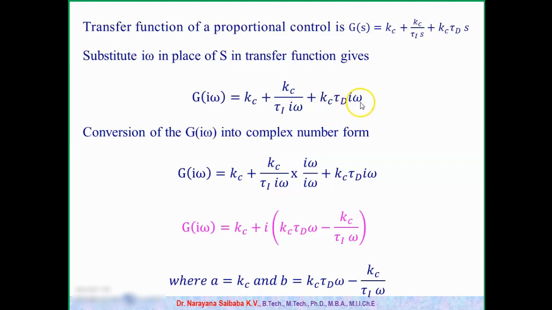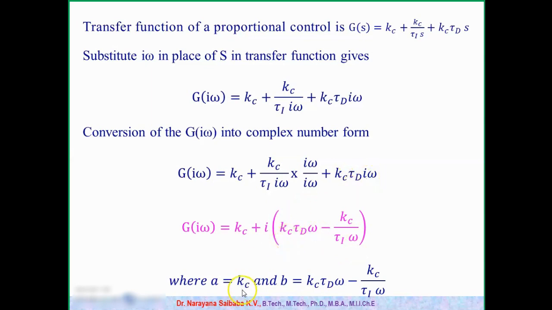Next step is, we have to convert this into the general complex number A plus iB. So i should be in the numerator, but here it is in the denominator. So for this second term, we multiply and divide it with its conjugate, or simply we can take i omega. So we multiply and divide with i omega, then this term will become Kc. Here the omega and omega will cancel. Here i and i will become i square. So we'll have minus Kc by tau_I omega into i, and the third term is Kc tau_D omega into i.